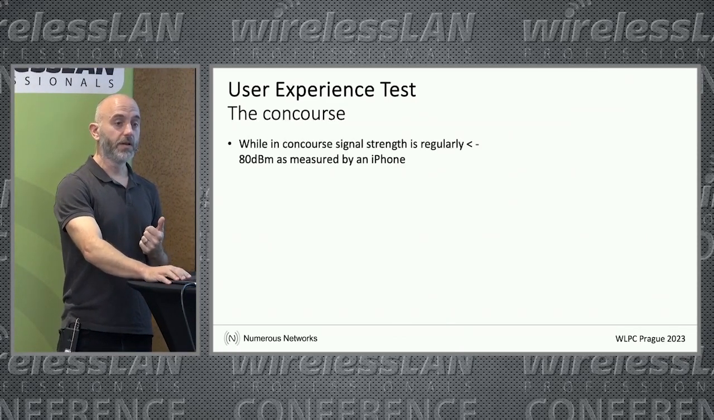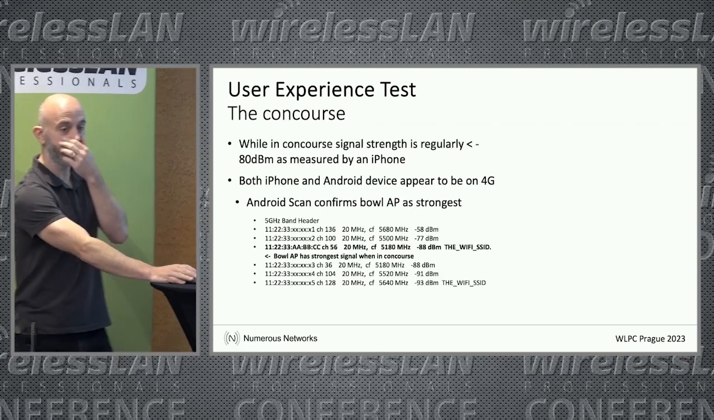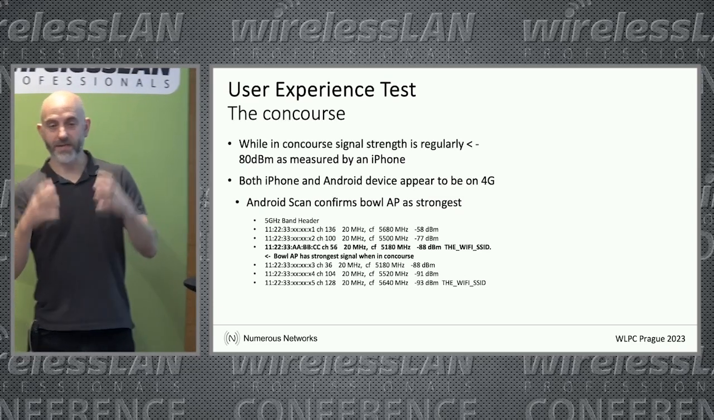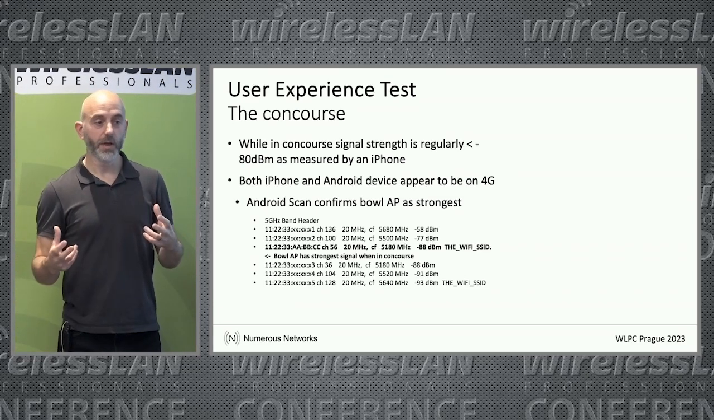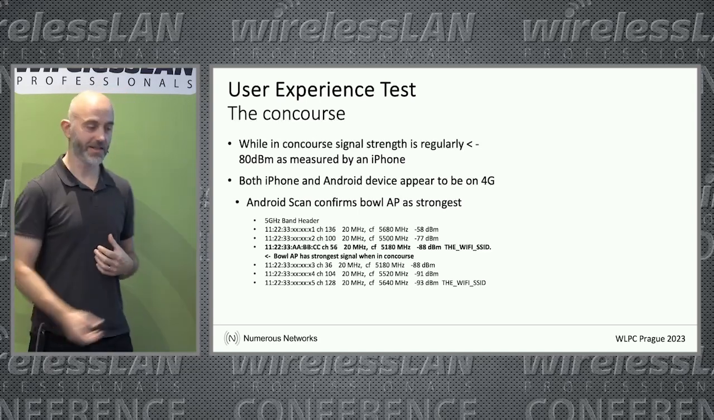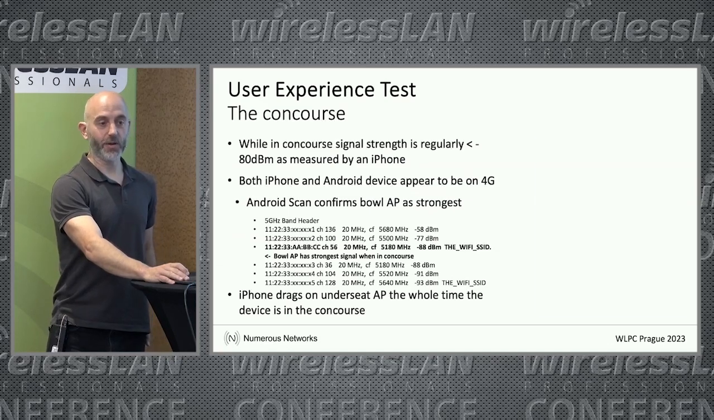So we knew that it was a low signal. We also now look at the Android device, and we can see that in a scan, -88 is the Wi-Fi SSID we were looking for, but the -58 had no SSID, hidden SSID. It's dragging on an underseat AP the whole time.